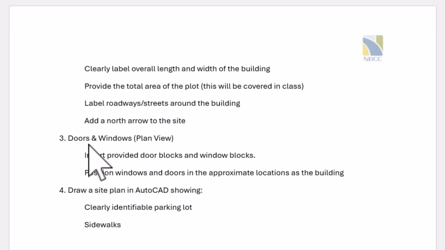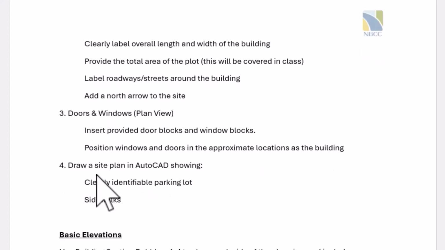Doors and windows on the plan view. So insert provided door blocks and window blocks. Position windows and doors in the approximate locations as the building. Laying these out is trickier than it may appear, but I'll show you some tricks on how you can put these in. Draw a site plan in AutoCAD showing clearly identifiable parking lot and sidewalks. So just making sure that when you have your building, you're also showing basically infrastructure around that site as well.